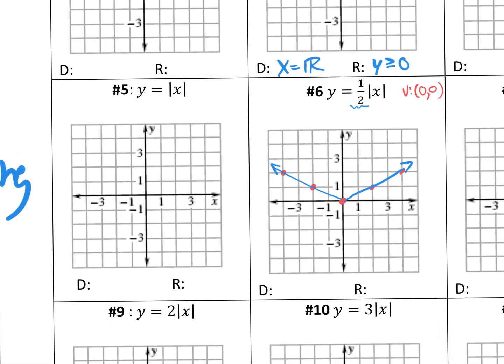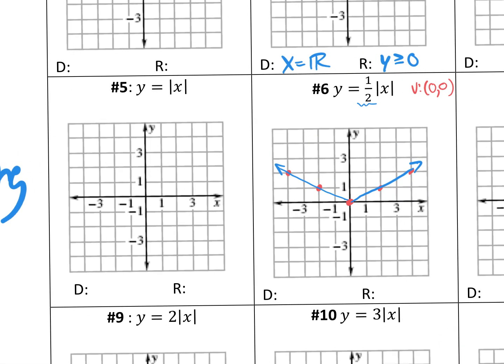I guess I didn't do 5, but let me just, so you could compare it. This one would be at 0, 0, and the a value is 1 over 1, so this is your regular, this is what we call a parent graph, okay? And if you compare the parent graph V to this new V, it is wider. So the reality is the a value here was 1, the a value here is 1, and the a value over here is 1/2.